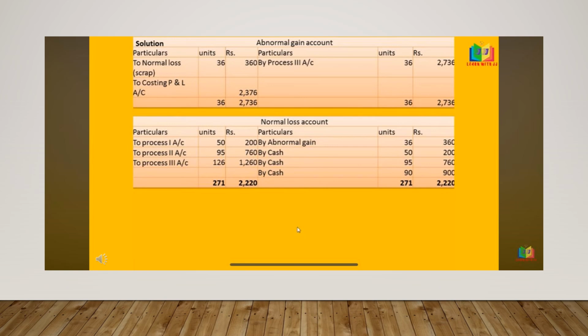Now to balance out whatever we've done on the debit side, we write by cash. For process 1, it is 50 units and 200 rupees. For process 2, it is 95 units, 760 rupees. And for process 3, we have an abnormal gain. So we calculate 126 minus 36, which gives us 90, written on the units column. And 1,260 minus 360, we get 900, which is written on the amount column. So therefore, it is prepared. Thank you.